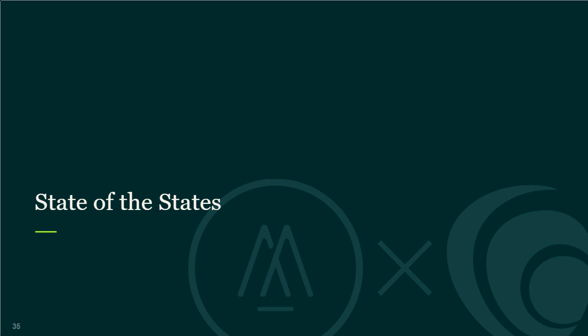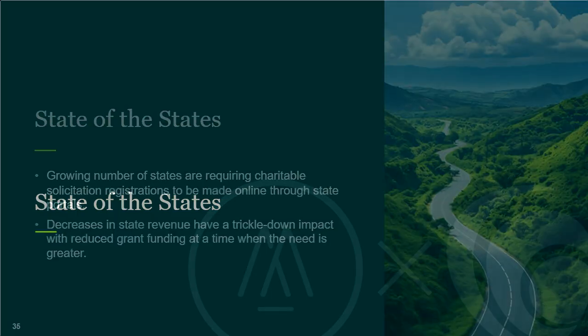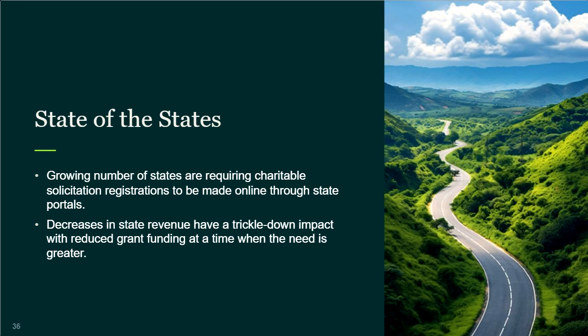Thank you, Emina. So there are two big trends that we're seeing with the states. On the next slide here, there's a growing number of states that are requiring more charitable solicitation registrations to be made online through state portals. I know that's caused some frustration for those that are new to the portal. There are also decreases in state revenues that have had a trickle-down impact on reduced grant funding at a time when that need is greater. And so we are going to see a lot of that funding go down.